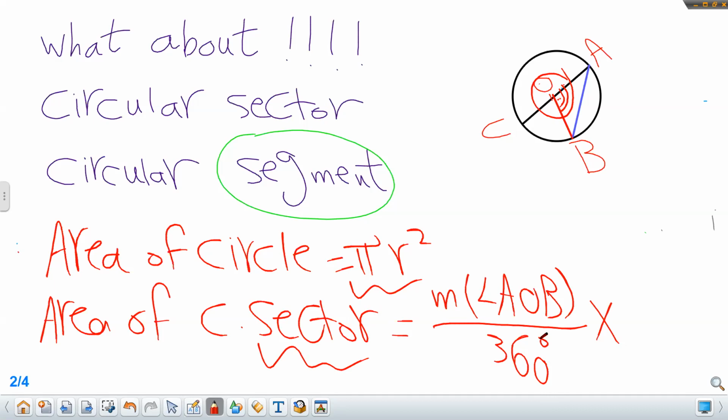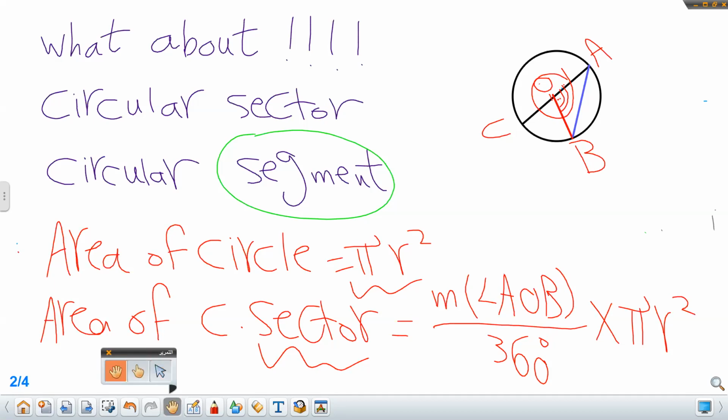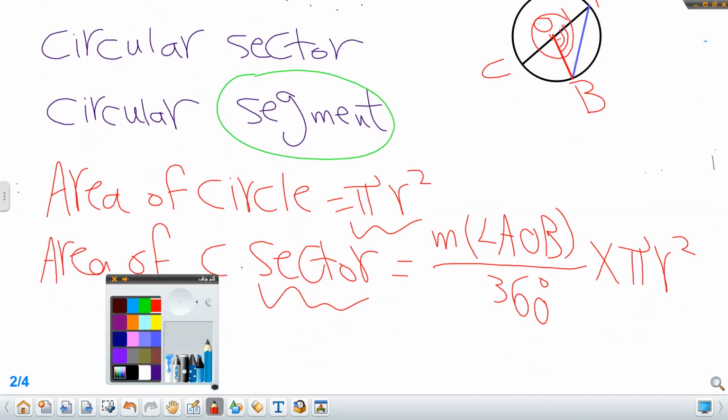What about the area of the circle? Yes, pi r square. So finally, we can say the area of the circular sector equals the measure of the central angle over 360 times pi r square. Again, last time, the area of the circular sector equals the measure of the central angle over 360 times pi r square. Okay, but now you must remember the area of the triangle also.